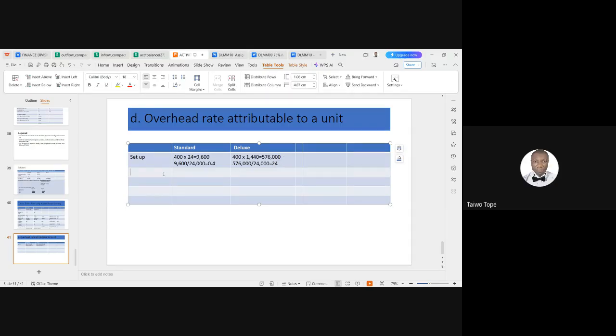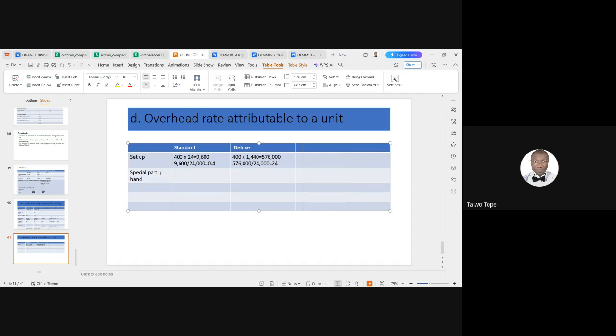There's another way I used to solve it. I'm just trying to come up with that approach. But let's keep going. Then the next is what? Special parts handling.